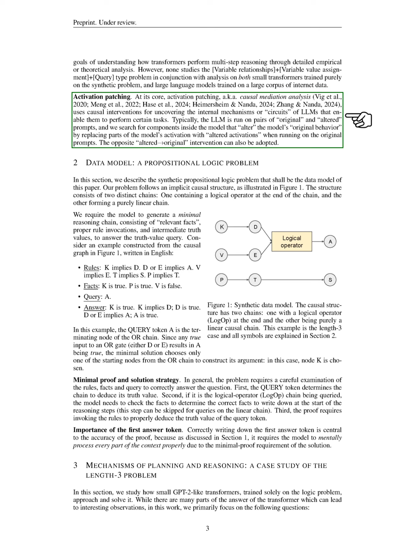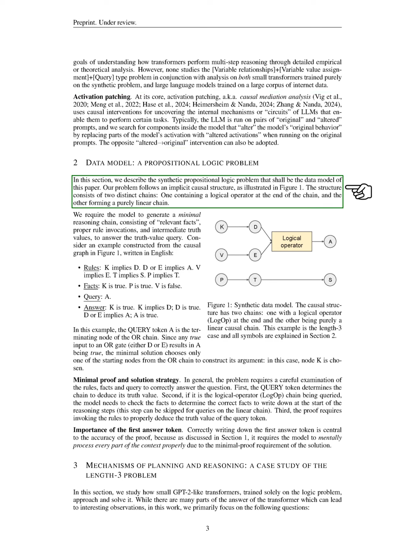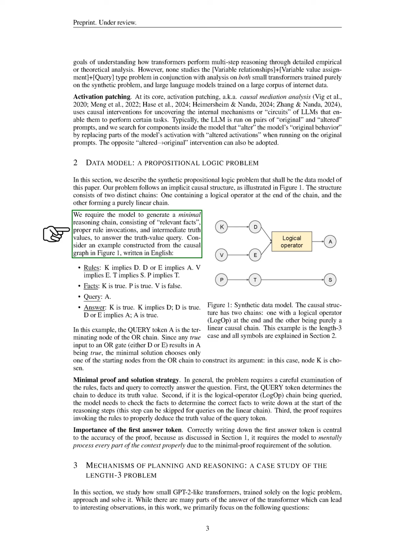Section: Data Model, a propositional logic problem. In this section, we describe the synthetic propositional logic problem that serves as the data model for our paper. Our problem is based on an implicit causal structure, which includes two separate chains, one with a logical operator at the end and another that is purely linear. We need the model to create a minimal reasoning chain that includes relevant facts, appropriate rule applications, and intermediate truth values to answer a truth value query.